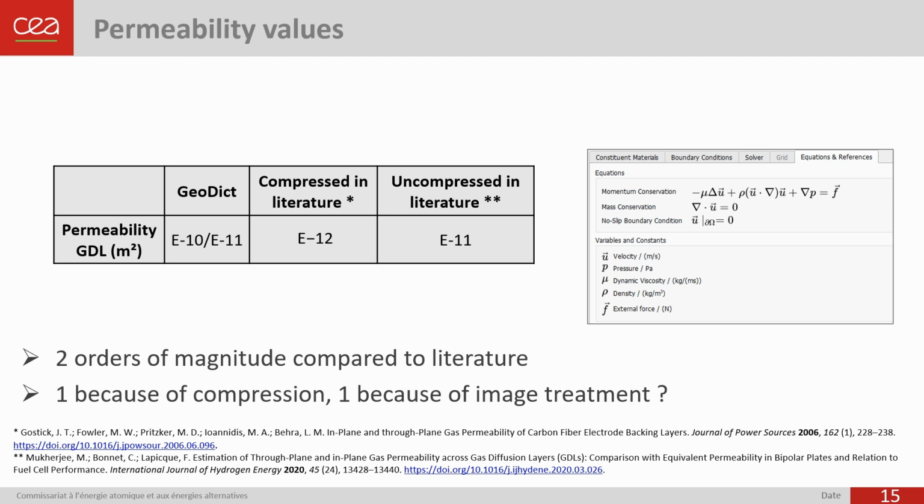So there is a gap which can be explained by this, but there is still a bit of gap which is not completely filled, because some values in the literature are around 10^-11, and there is still a bit of gap to be filled, which is unexplained. But maybe that could be the fact that the image used for calculations needs to be treated, and maybe the image treatment is making the gap between the uncompressed values of the literature and the ones we have with GeoDict.